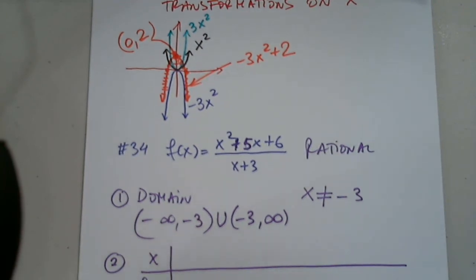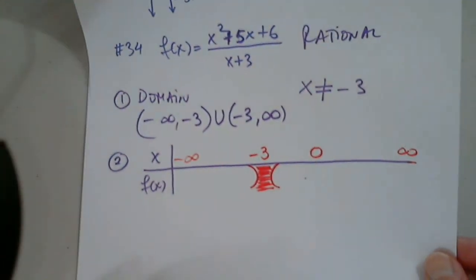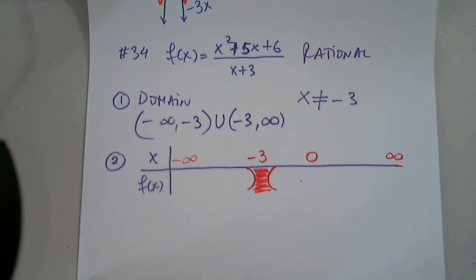Remember how we put the domain? We have to put the domain in the table. So I have negative infinity, negative 3, 0 has to be in the table always, and infinity. And this is what I need to do. Please pay attention to this. This is very important. The function has no value at negative 3. There is no function value at negative 3.